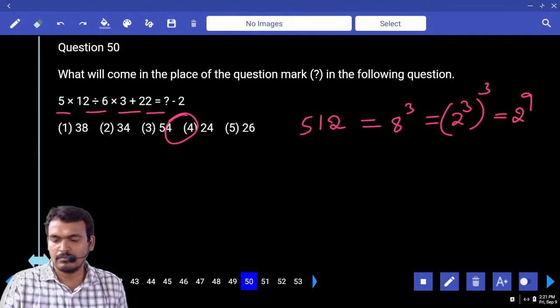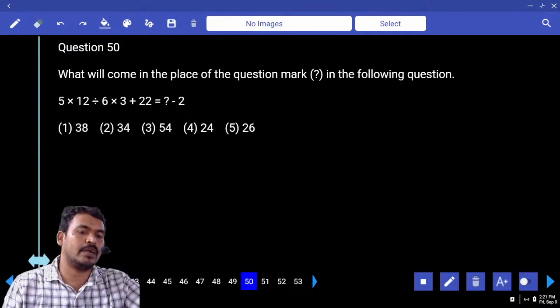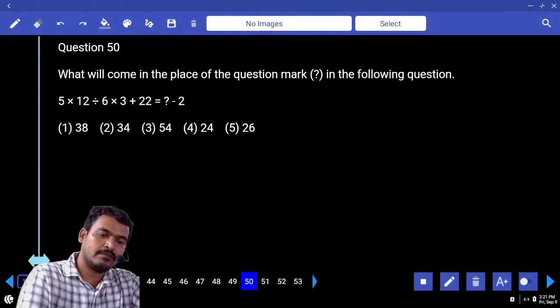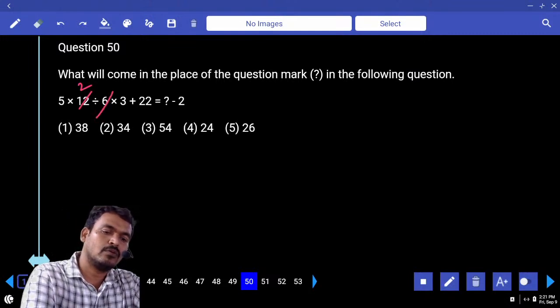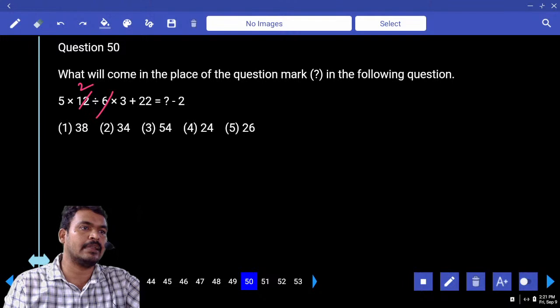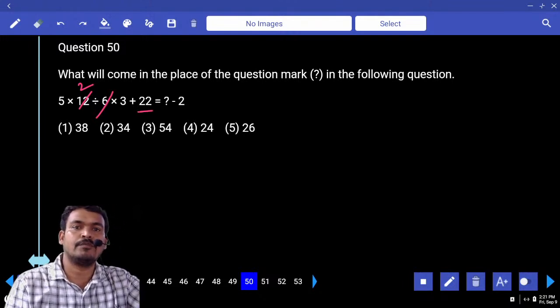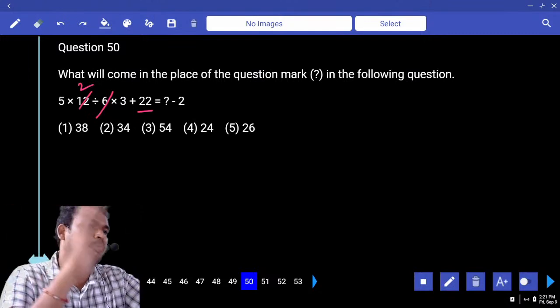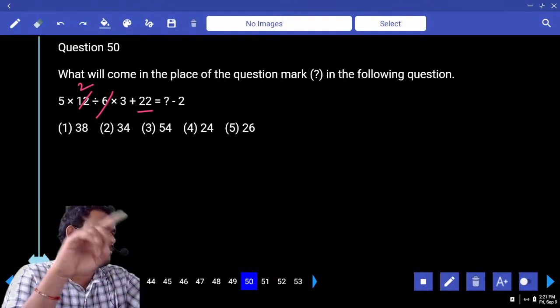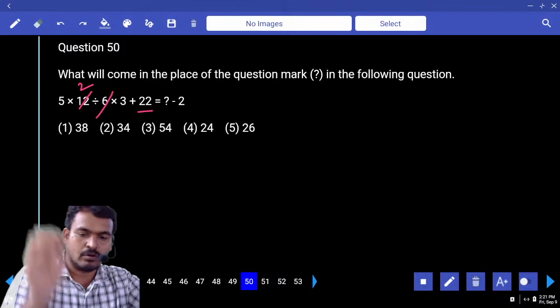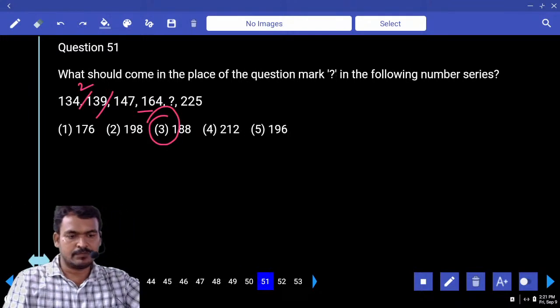Number 50. 5 into 12 divided by 6 into 3. First, 6 how many times? 12, 2 times. 5 2s are 10. Into 3, 30. 30 plus 22, 52. Right hand side negative, it will become positive or not? 52 plus 2, 54. 51.